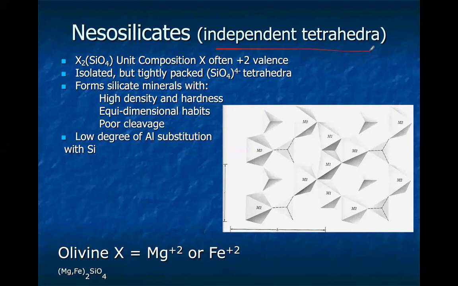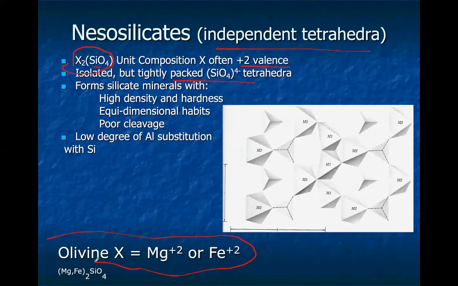Okay, so the unit formula is like this. One tetrahedron is there, which is connected with a cation, and often this cation is of +2 valence, right? So in this case, they are tightly packed tetrahedra. Olivine is one of the examples that we learned last time.